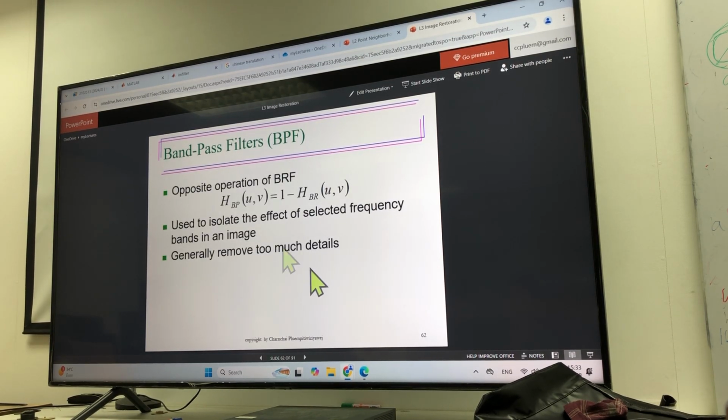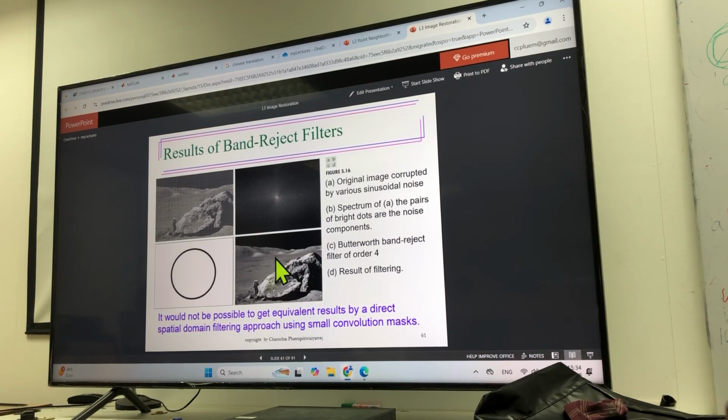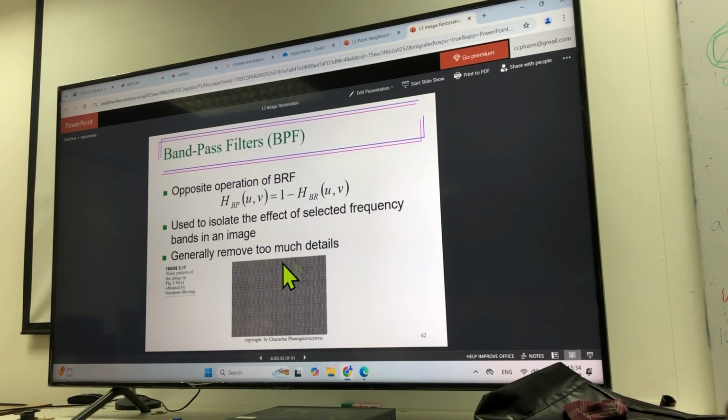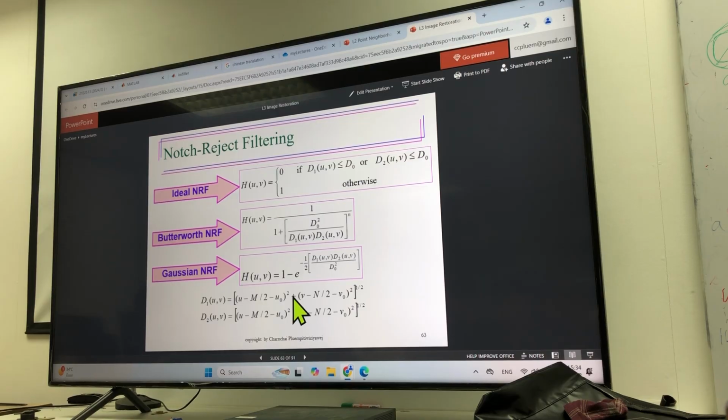If you use band pass, it's just 1 minus band reject. So instead of getting the image, you're going to get the noise pattern. This is the periodic noise pattern. For the notch filter, you can have 3 different kinds too: ideal, Butterworth, and Gaussian, according to this.